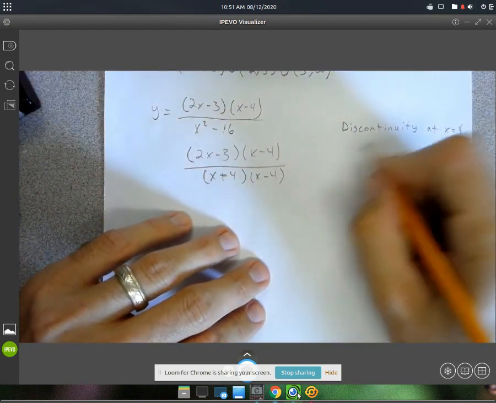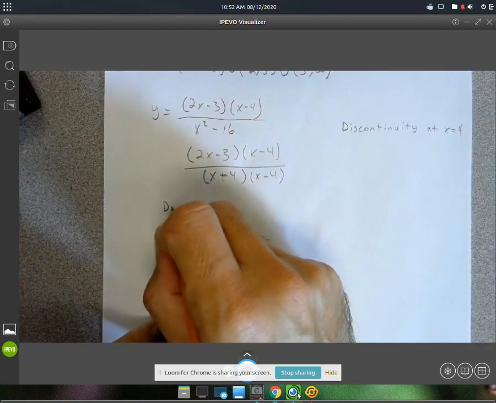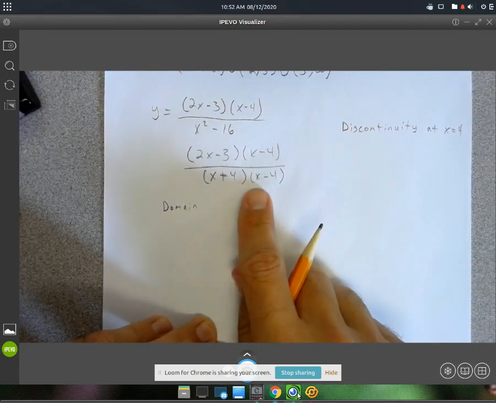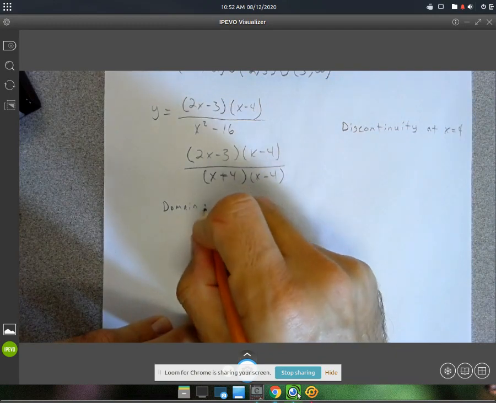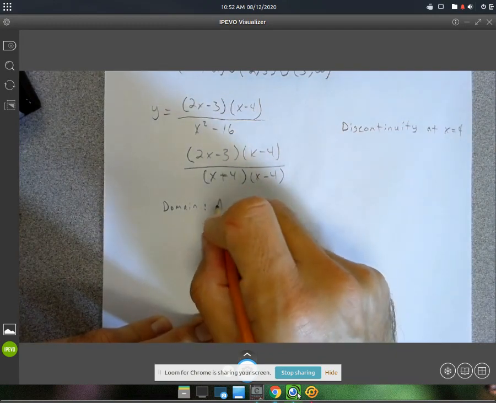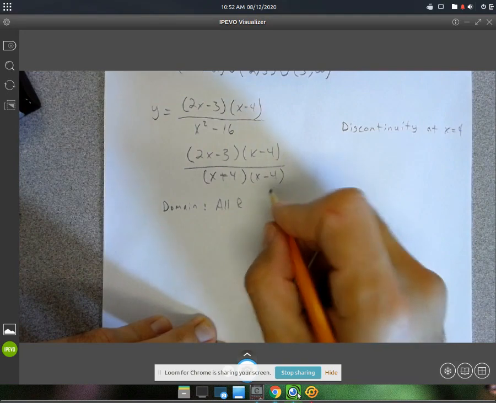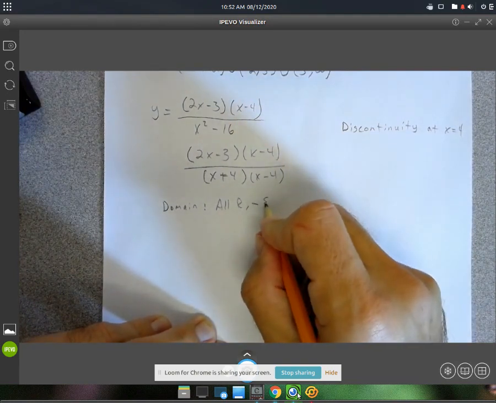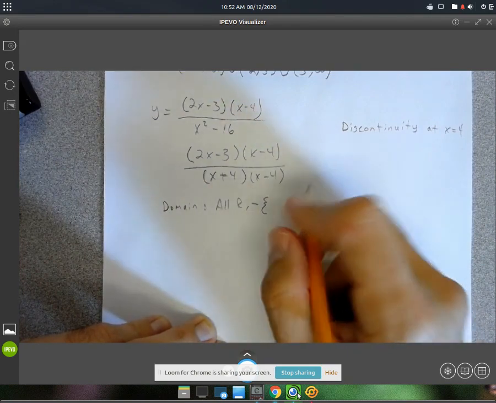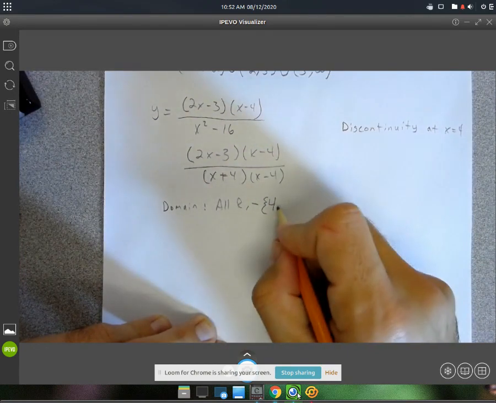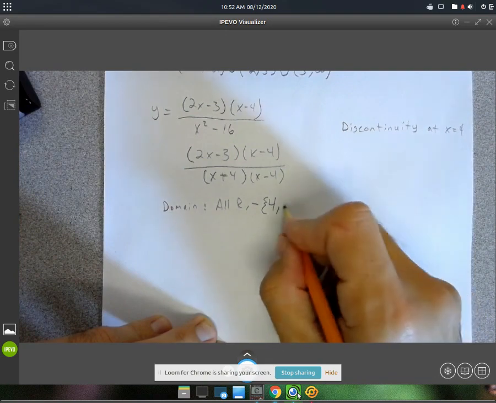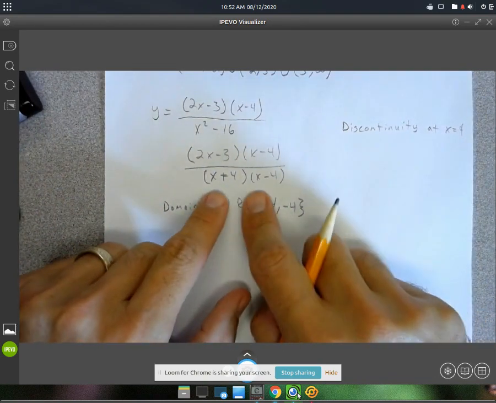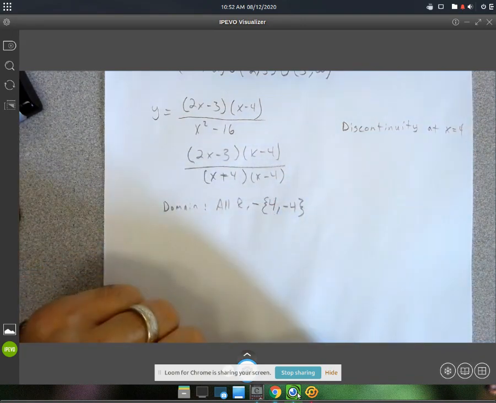If we wanted to know our domain, we would set these factors equal to 0. So the domain is going to be all real numbers again, except positive 4. Positive 4 is not in the domain, and negative 4 is not in the domain. Because those are the numbers that if you plug them in, you would get a 0 in the denominator, which is undefined.